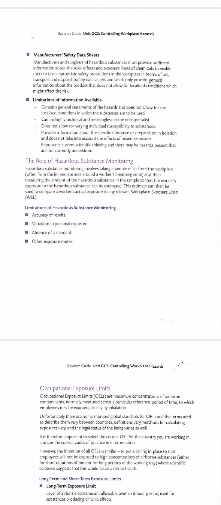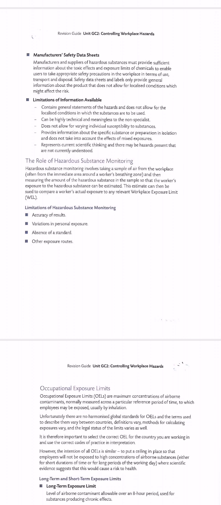Then we're talking about the role of hazardous or dangerous substance monitoring. How can we monitor this? Hazardous substance monitoring involves taking a sample of the air from the workplace, often from the immediate area around a worker's breathing zone, and then measuring the amount of hazardous substance in the sample, so that the worker's exposure to the hazardous substance can be estimated.